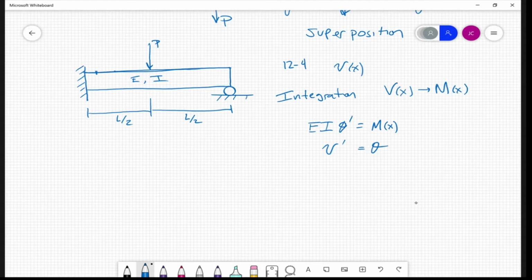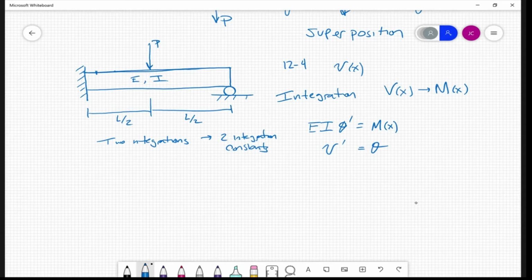Out of each one of these integrations, you're going to have constants of integration. So we need to talk about boundary conditions. And not only that, because the point load's in the middle, you get a little bit of discontinuity. So we have continuity requirements as well. So we're going to have to do two integrations. So this is going to give you two integration constants, just like when you solve differential equations, and we're going to use boundary conditions to do that.